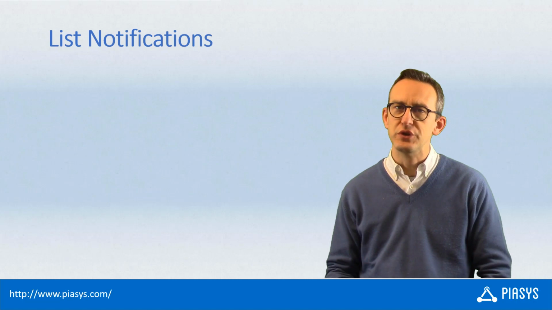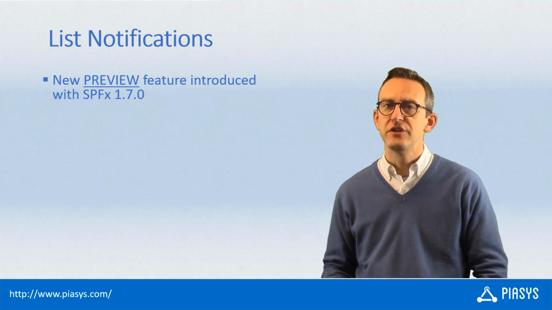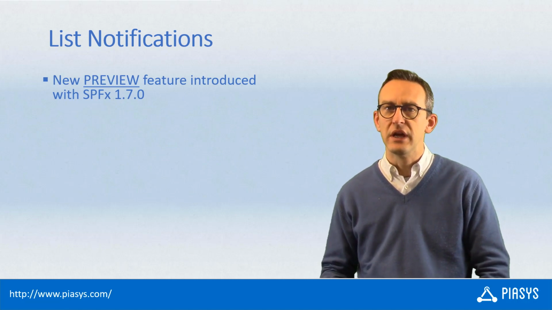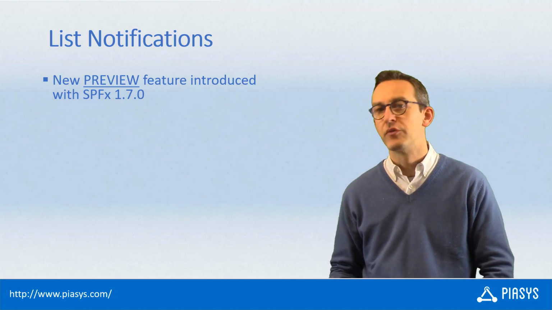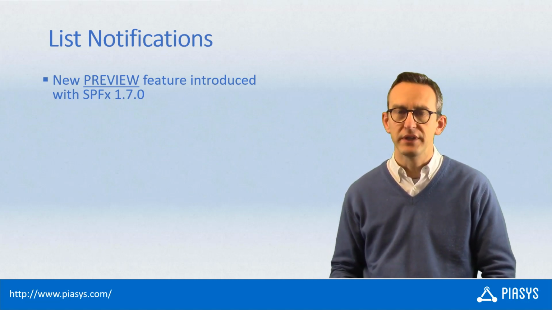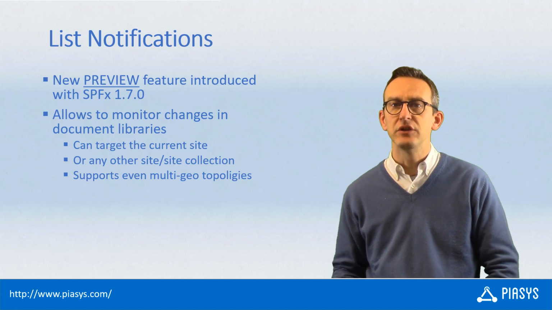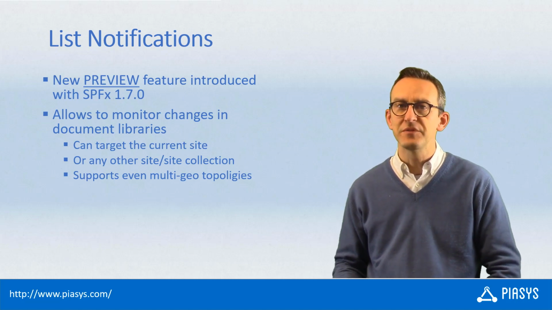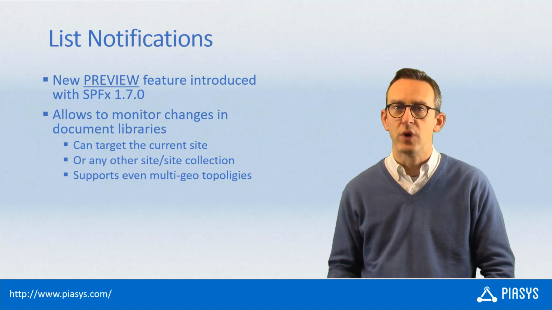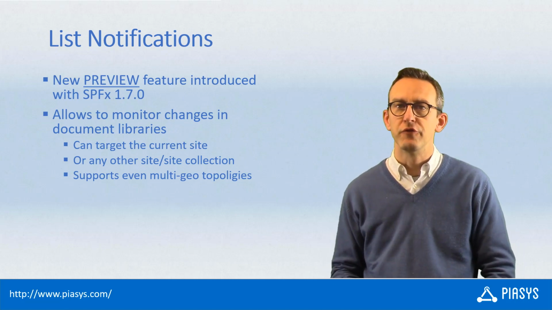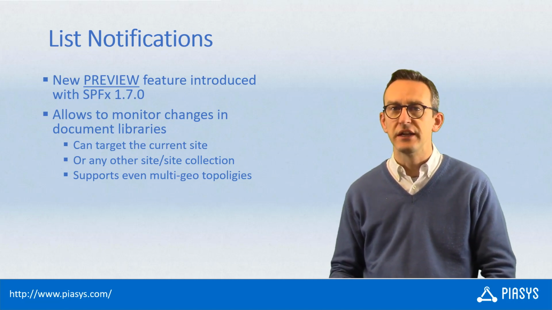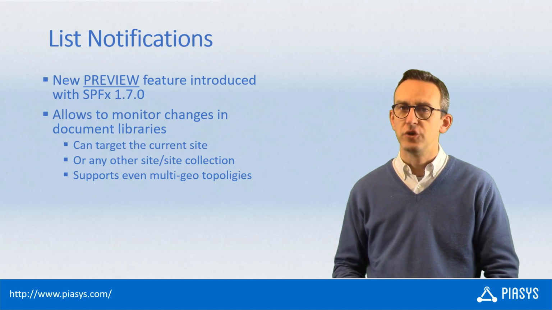This week, I want to talk with you about list notifications, which is a new capability introduced in SharePoint Framework 1.7.0 under preview. So you shouldn't use it in production, but it's better to play with it in a testing or development environment. Using list notifications, you can get notifications about changes on items in document libraries. And the document library can be within the same site in which you have your SharePoint Framework solution, or it can be any other site or site collection in your tenant, even in a multi-geo topology.